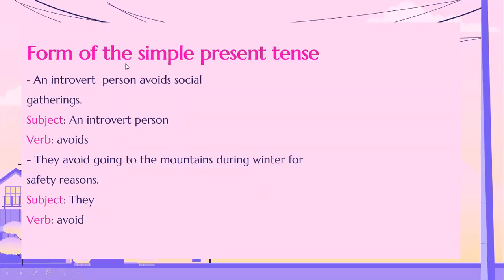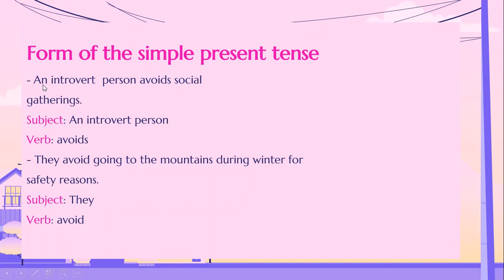Now, what is the form of the simple present tense? You remember in the table I gave you an example. I just wrote the subject and the verb. I did not continue the sentence because I was telling you that our focus here is to look at the subject and the verb to study or to learn about the simple present tense. So this is the form. The simple present tense must have a subject and a verb. The form is subject verb.